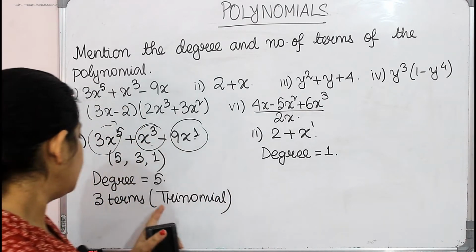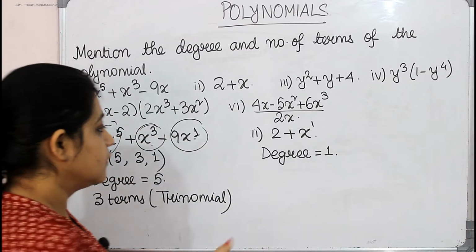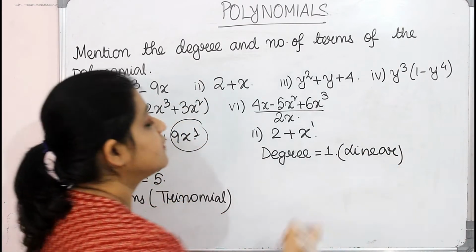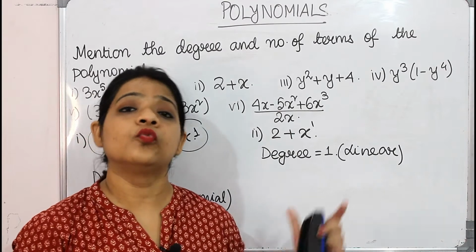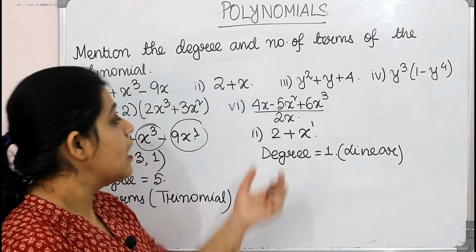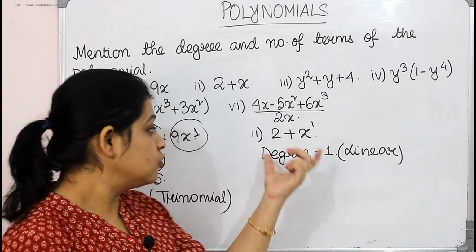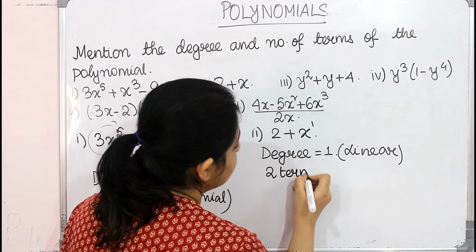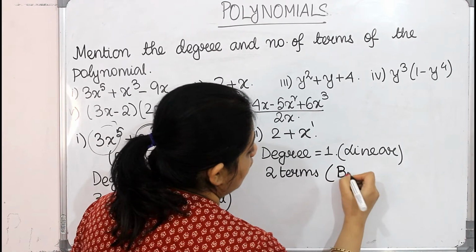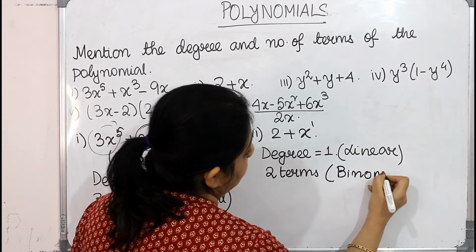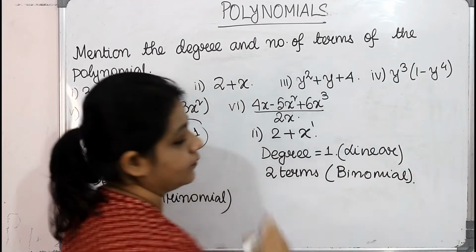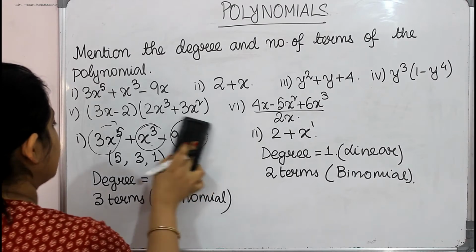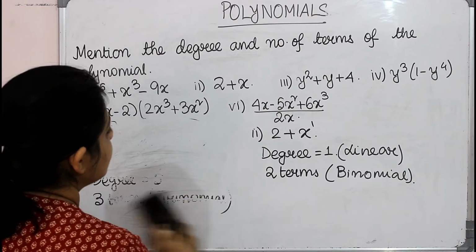Okay. And what will be the number of terms? So this is called as linear polynomial. Since degree is 1, we call it as linear polynomial. And how many terms are there? 2 terms are there. So we will write 2 terms. So 2 terms, what we call it as? We call it as binomial. Okay. So next sum.